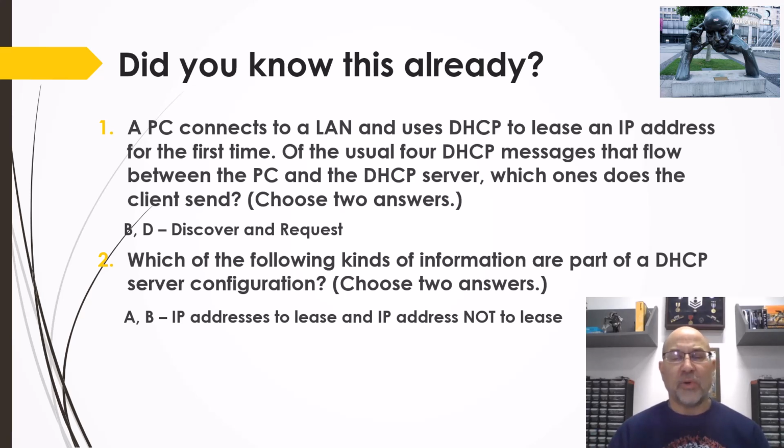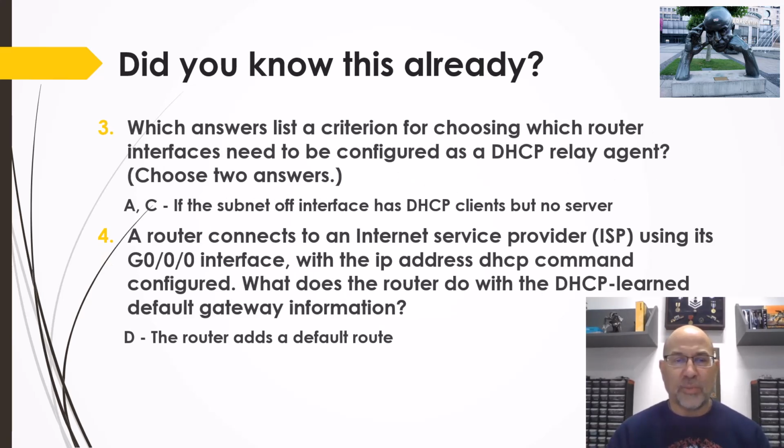Question number 2, which of the following kinds of information are part of a DHCP server configuration? Well, we just configured that, so we know that we're going to give out the network or the IP addresses to lease, and then also the addresses not to lease. These are the excluded addresses. Question number 3, which answers list a criterion for choosing which router interfaces need to be configured as a DHCP relay agent? Well, we have to make sure that the subnet off of the interface has DHCP clients, but there isn't a server there. So that was A and C.